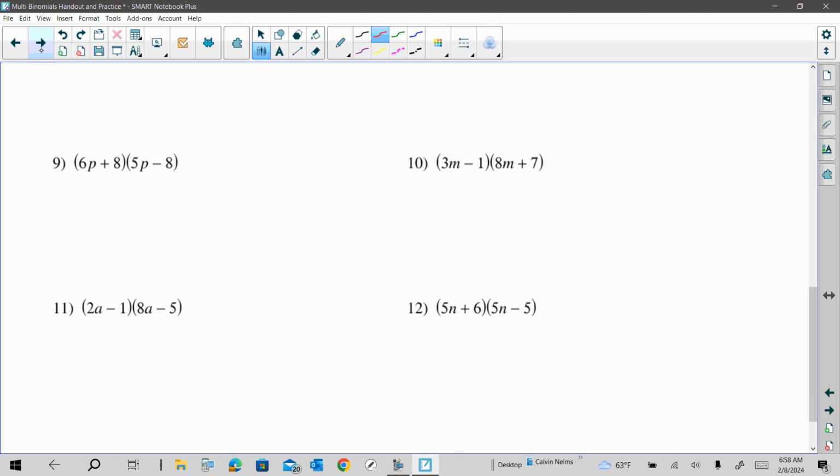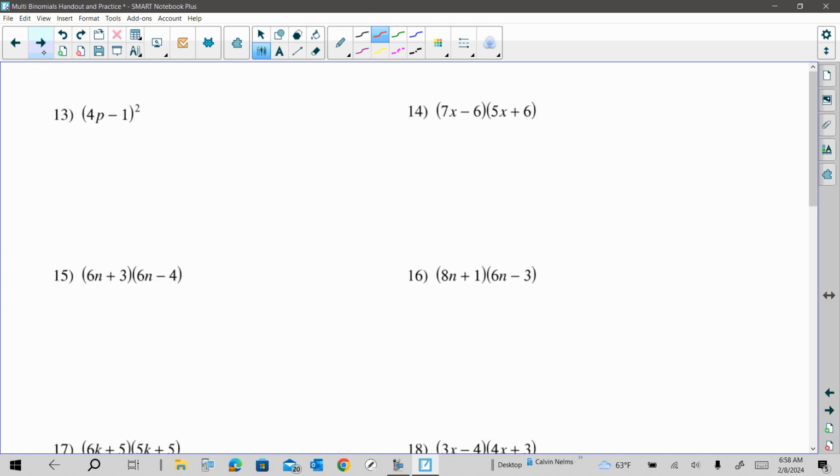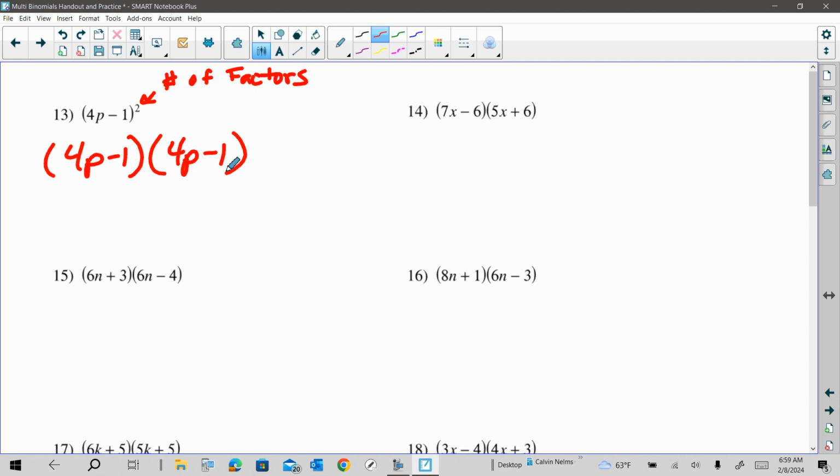So we got some more binomials on this page. And then when you get to the back, there's 13, 4p minus 1 squared. This means you have 2 factors of the binomial. That exponent always tells us the number of factors. So this is really saying 4p minus 1 times 4p minus 1, there's 2 of them. And now we're back to FOIL method.